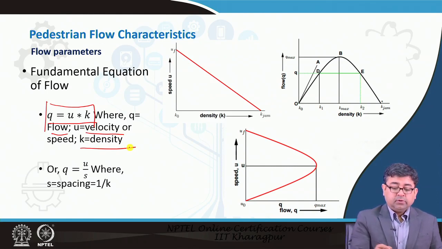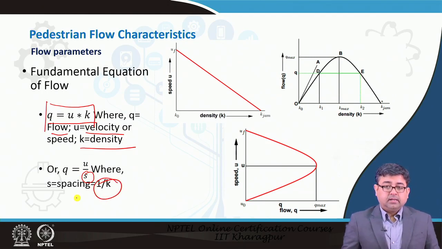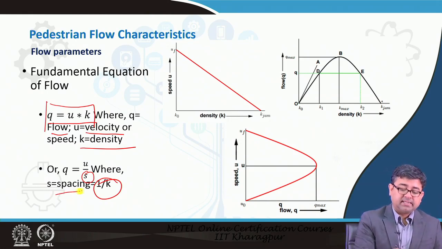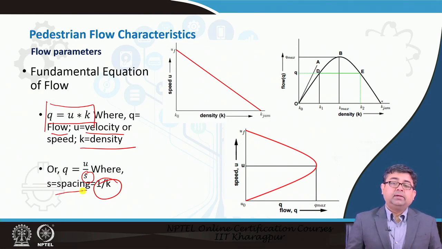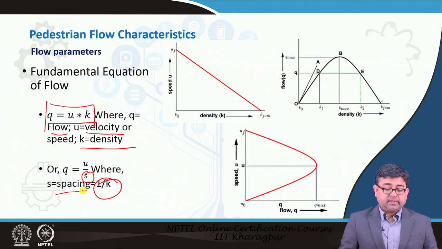So, now you can also say Q is equal to U by S, where S is nothing but the inverse of density, and that is called spacing. So, when it comes to looking at these diagrams for pedestrians, we usually use spacing as the parameter rather than density. Or we use it alternatively in different kinds of cases.